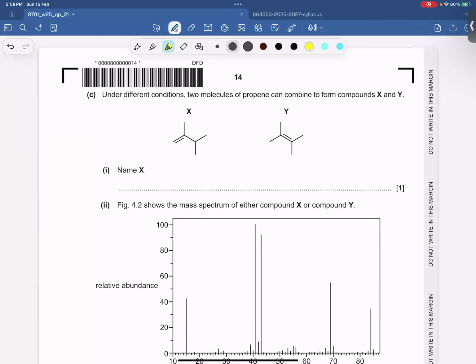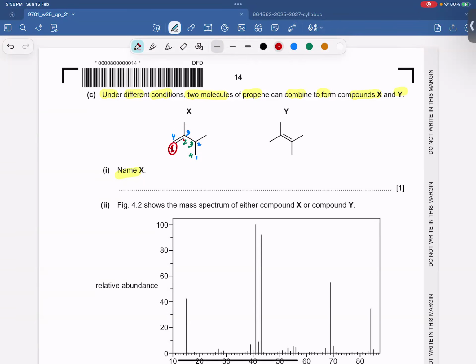Part C. Under different conditions, two molecules of propene can combine to form compound X and Y. Name X. So we need to select the longest possible carbon chain, including the functional groups. So this is 1, this is 2, this is 3, and this is 4. From the right hand side, the position of double bond is going to be 3. Let me give the number from the left hand side. This is 1, this is 2, this is 3, this is 4. So from the left hand side, the position of double bond is 1. So I'm going to use left hand side for naming because position of double bond is minimal.